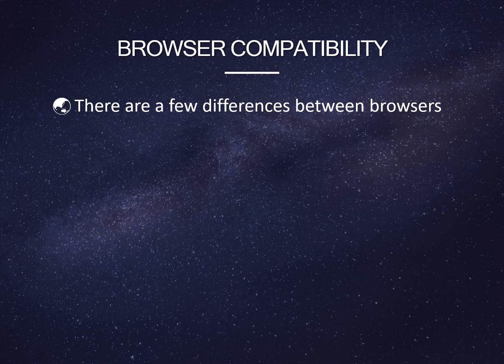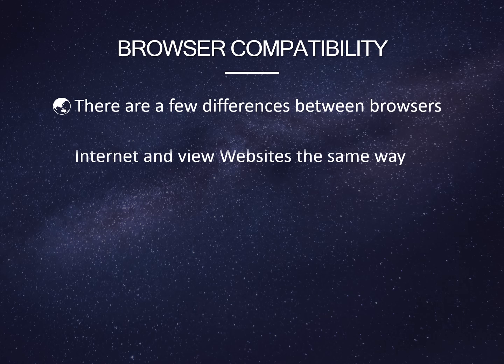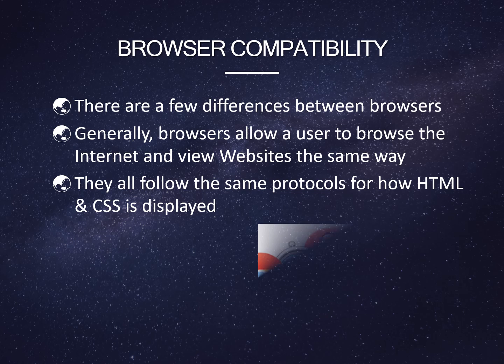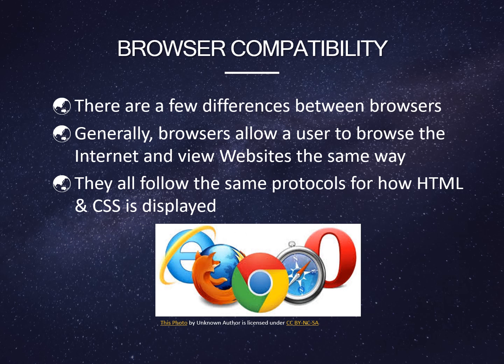There are few differences between browsers. Generally, browsers allow a user to search the internet and view websites all in the same way. They all follow the same protocols for how HTML and CSS is displayed. Again, there are a few differences between browsers, so sometimes when you pull up a website based on the web standards, the web page may actually look different in one browser versus another browser. However, these differences are usually small.